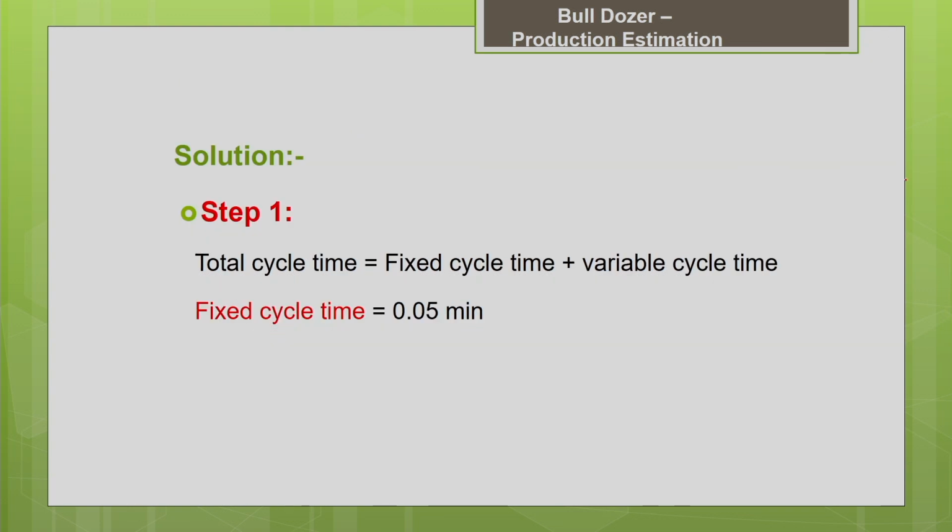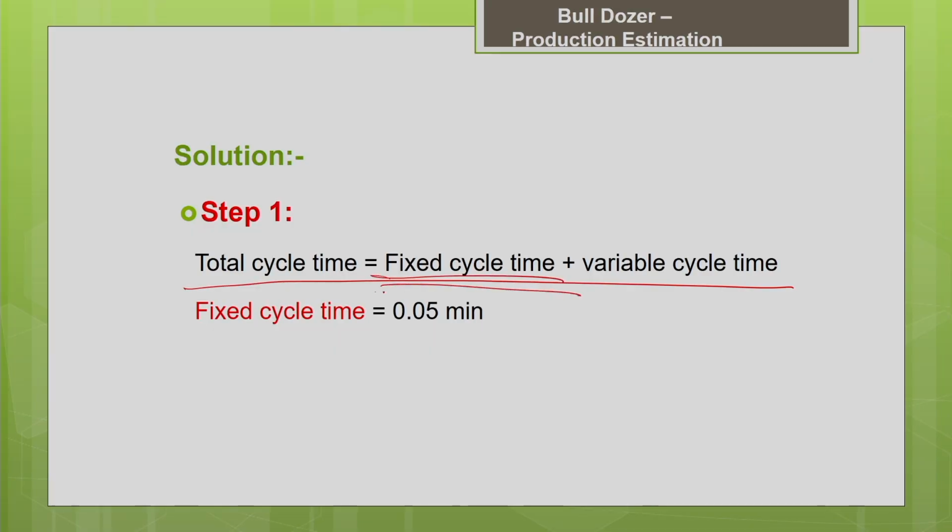First, the total cycle time is nothing but fixed cycle time plus variable cycle time. That is the time needed for cutting and pushing the earth and returning back, that is the return time, plus the maneuver time. Your maneuver time is nothing but the fixed cycle time. Maneuver is nothing but the time for changing the gears, increasing the speed or decreasing the speed. Those things come under the maneuver time. For this power shift mode, it can be taken as 0.05 minute.